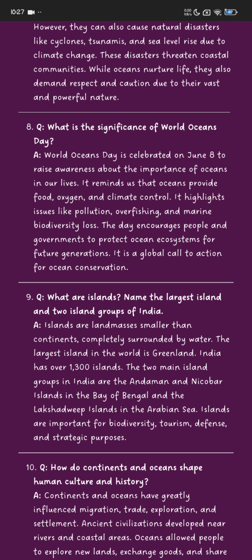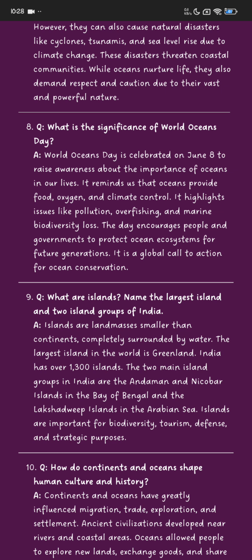It highlights issues like pollution, overfishing, and marine biodiversity loss. The day encourages people and government to protect ocean ecosystems for future generations. It is a global call to action for ocean conservation.